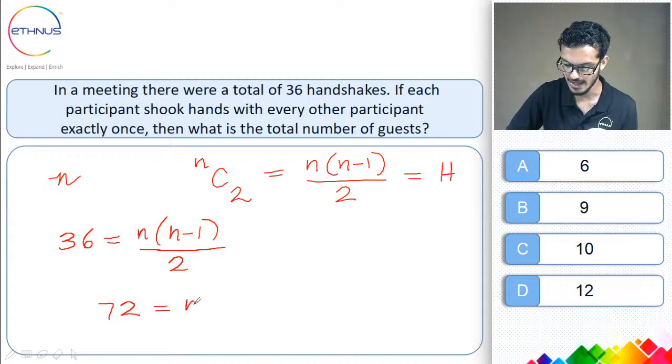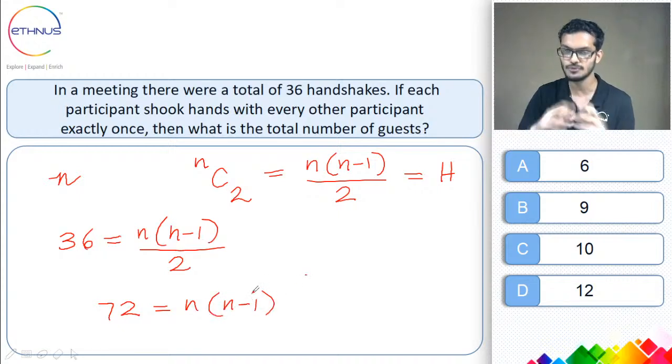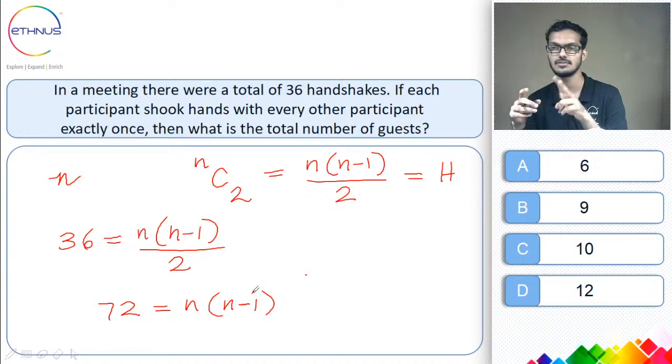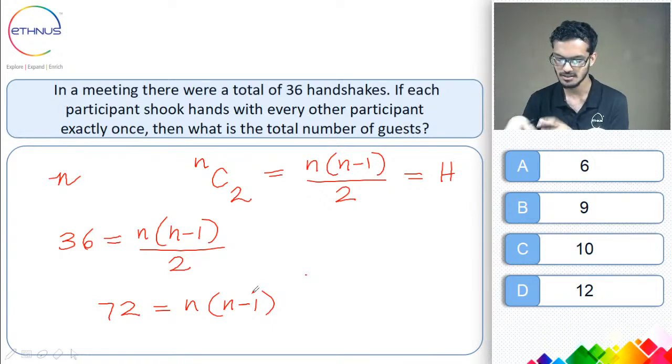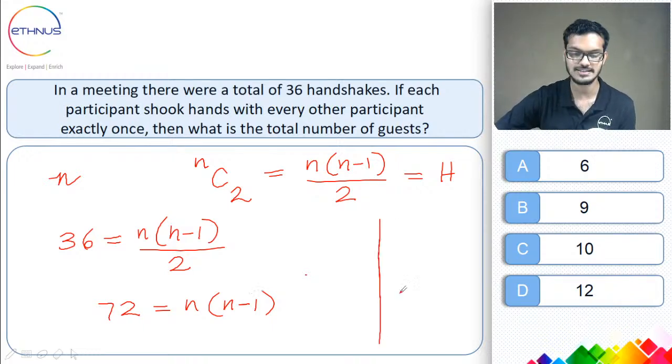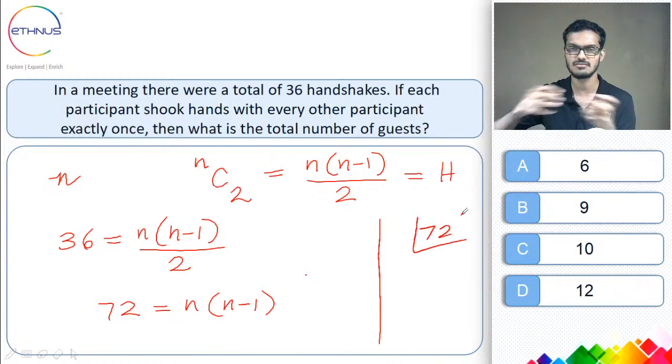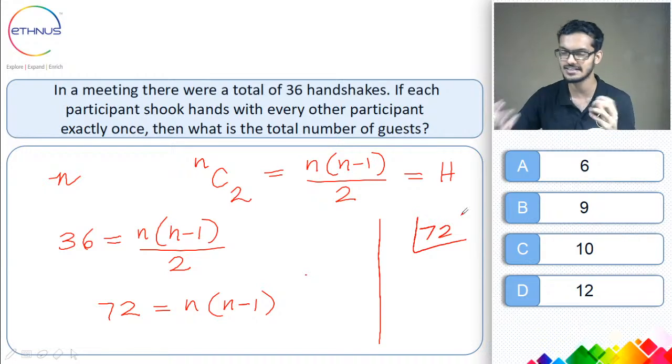72 is equal to n into n minus 1. So you can guess the answer here. So how to find the answer? There should be two numbers with a difference of 1, right? You can use n square minus n minus 72 and solve the quadratic equation, or else you can just find the prime factorization, or factors of 72, to get the answer very quickly.